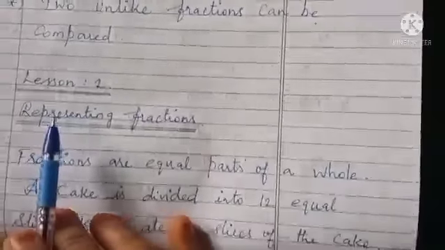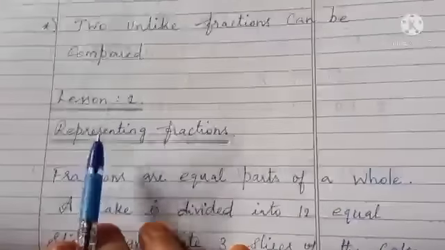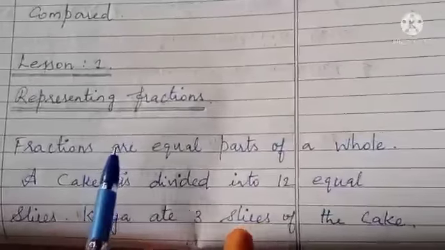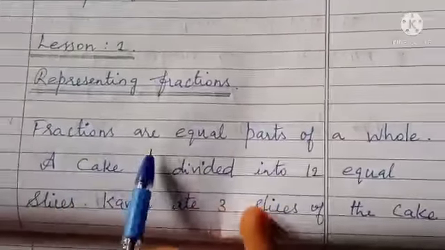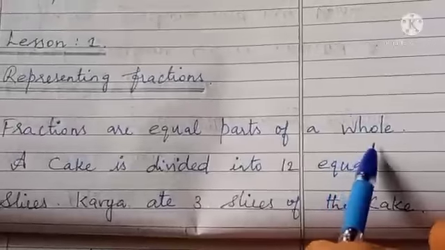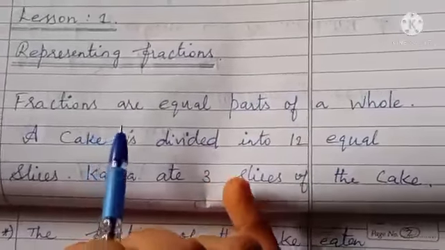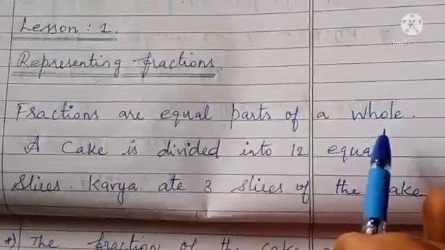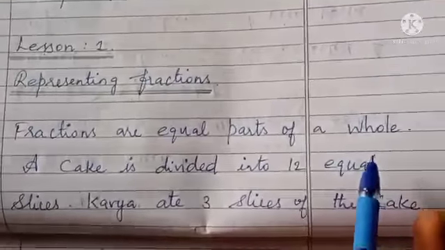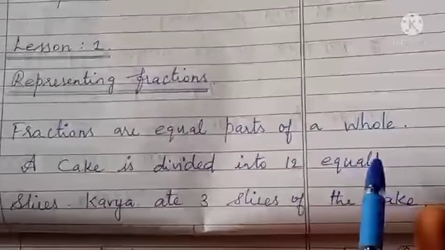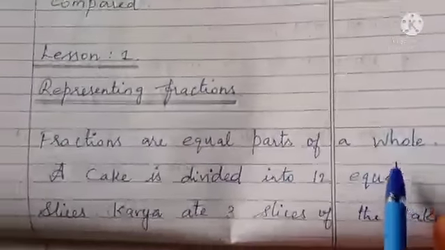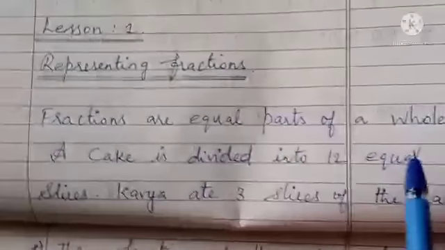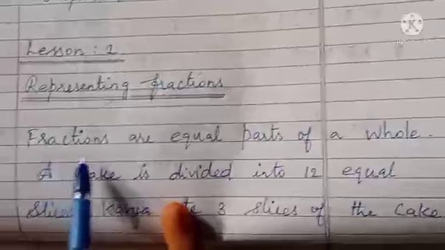Okay, so first we will see lesson number 1. Lesson number 1 is representing the fractions. Now we will see what a fraction is. Fractions are equal parts of a whole. Fractions are nothing but a small part of a whole. Whole in the sense it is full. We use the word like, I need the whole packet of biscuits, I need the whole packet of flowers. So whole in the sense it is full. In that, a small part will be the part of fractions.